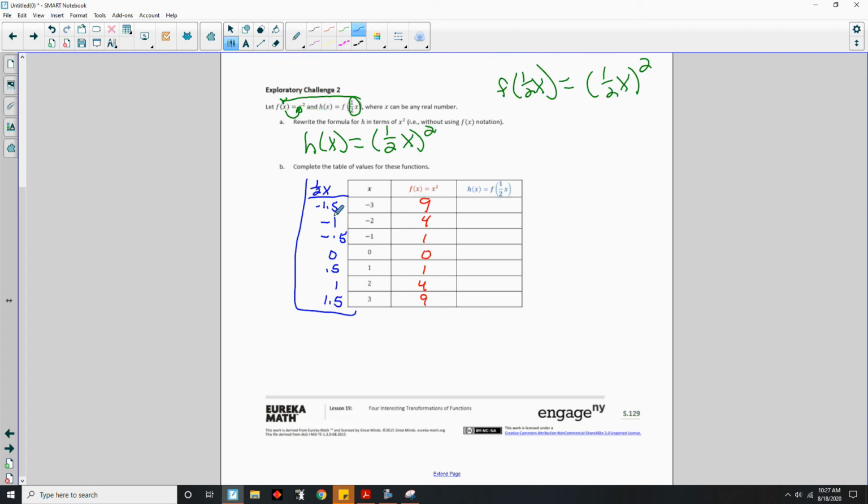Now we're going to take those and square them. F of 1/2 x. So we're going to take half of the x and square it. 1.5 squared, 15 squared is 225, so that'd be 2.25, and it's always going to be positive because a negative times a negative is positive. So 2.25. Negative 1 squared is 1. 0.5 squared is 0.25. 0 squared. 0.5 squared. 1 squared, and then 1.5 squared is 2.25. So there is our table of values.